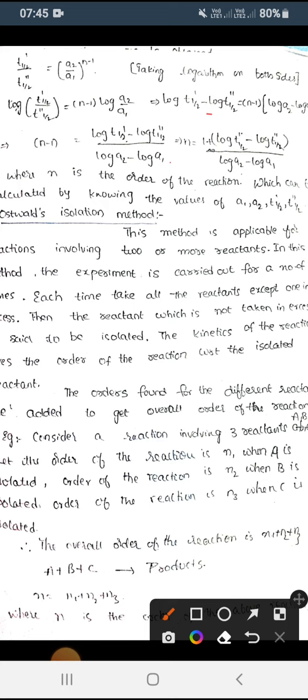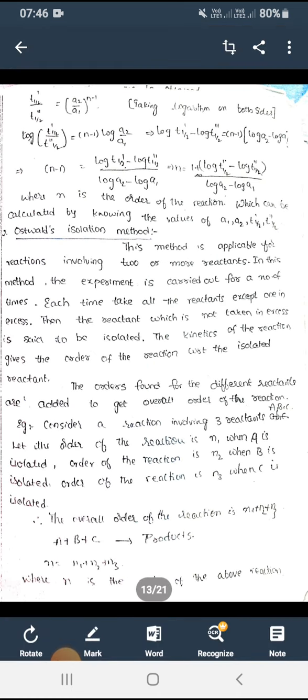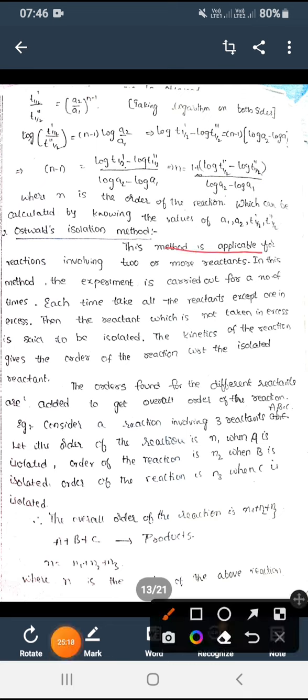So this is nothing but the half-life method. Coming to the Ostwald isolation method. What is the Ostwald isolation method? It involves two or more reactants. It is applicable for reactions which contain two or more reactants. For a number of times, how much time the reactant is taking, how much time the product is taking, that is why we call it the Ostwald isolation method.